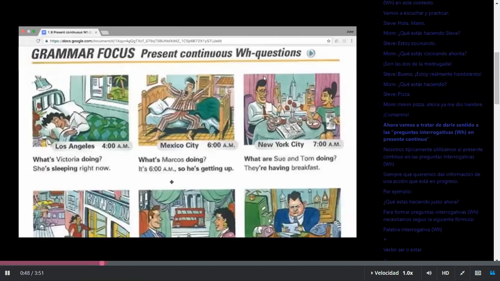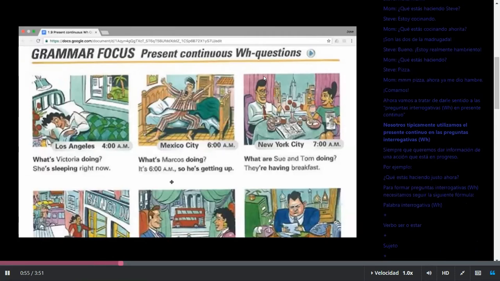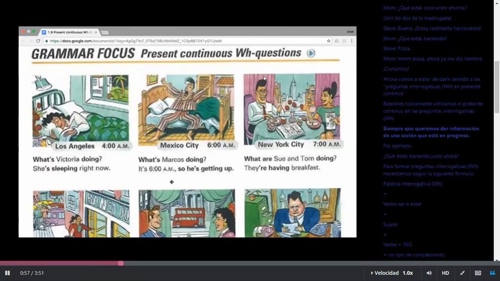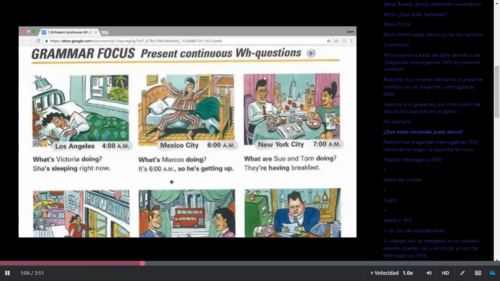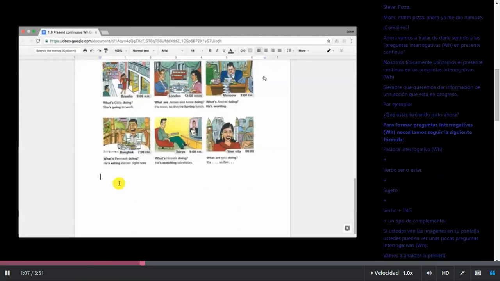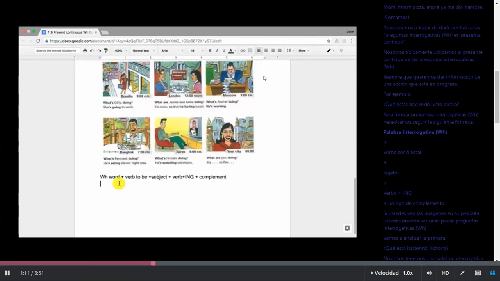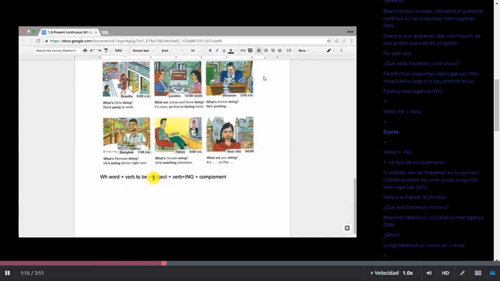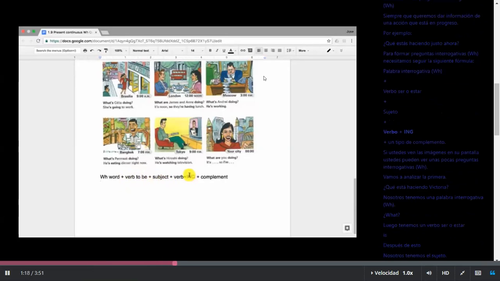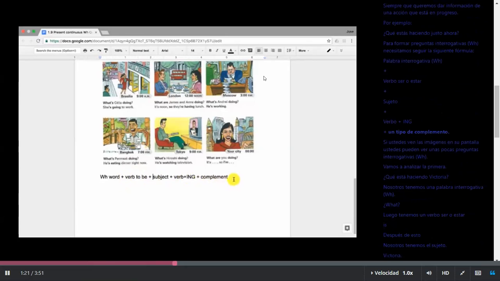Now, let's try to make sense of present continuous WH questions. We will typically use present continuous WH questions whenever we want to get information about an action that is in progress. For example, what are you doing right now? To form WH questions, we need to follow this formula. WH word plus verb to be plus subject plus the verb plus ing plus some kind of complement.